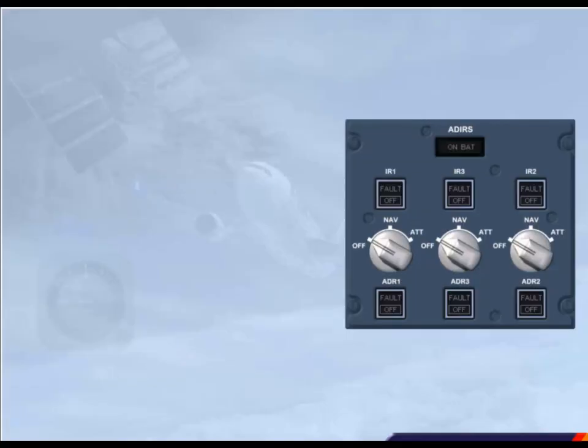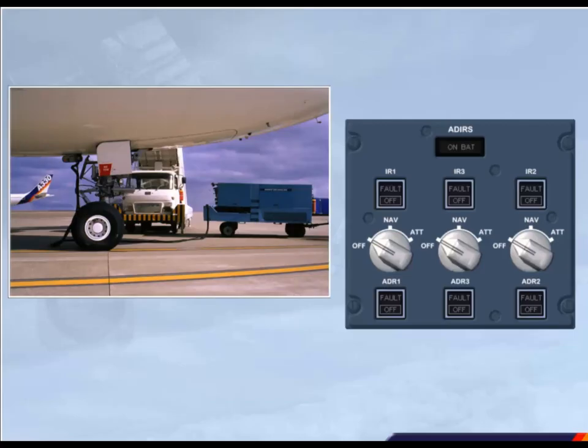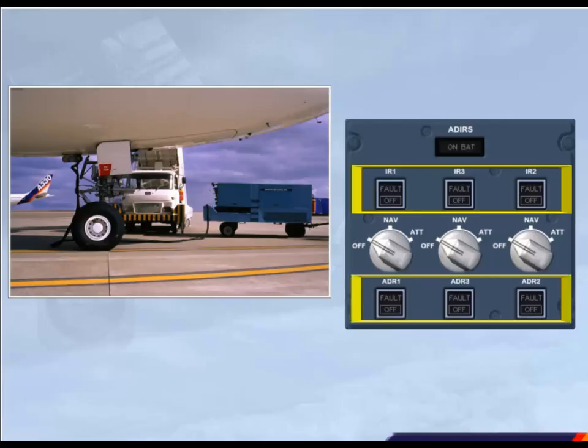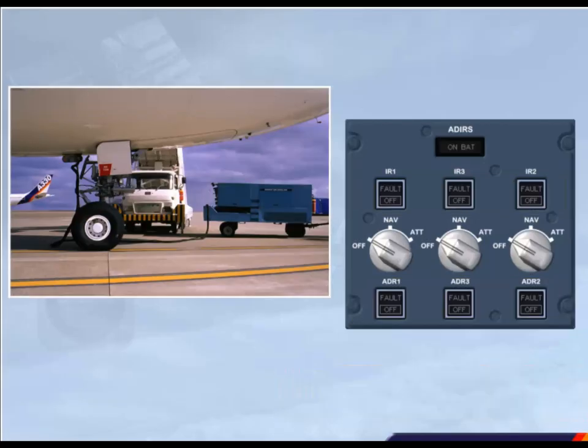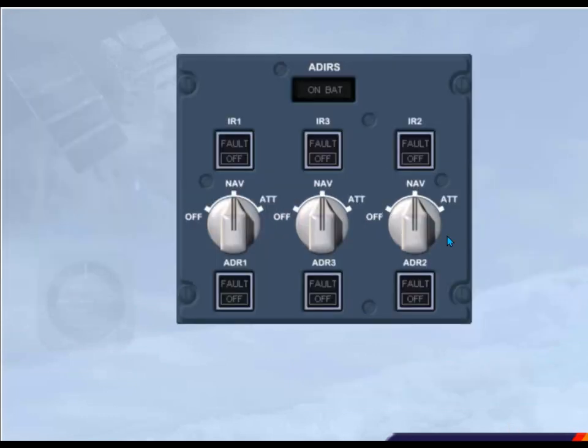For normal operation, after AC power has been connected to the aircraft, ensure that the IR and ADR push buttons are in their normal lights out position. Then select the nav position on the 3 IR mode selectors. The alignment process has now started. The on-bat light illuminates amber for a few seconds as a test of the battery circuit.